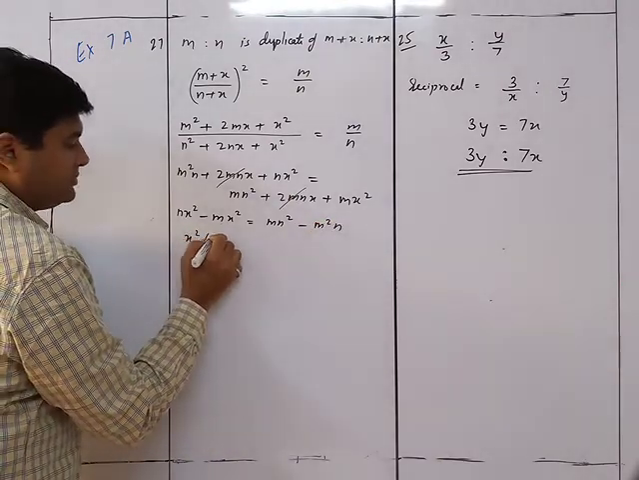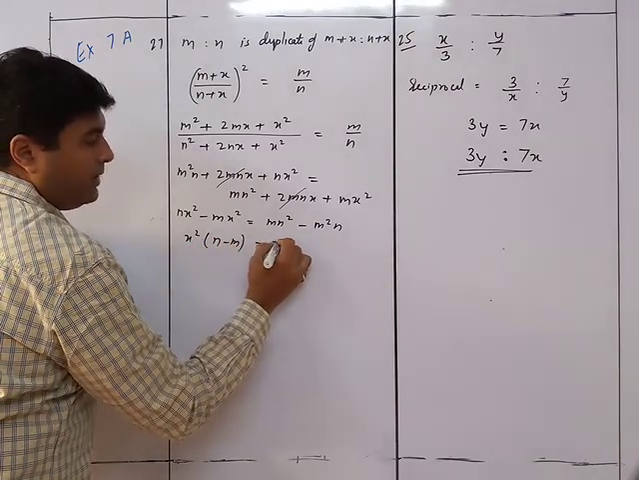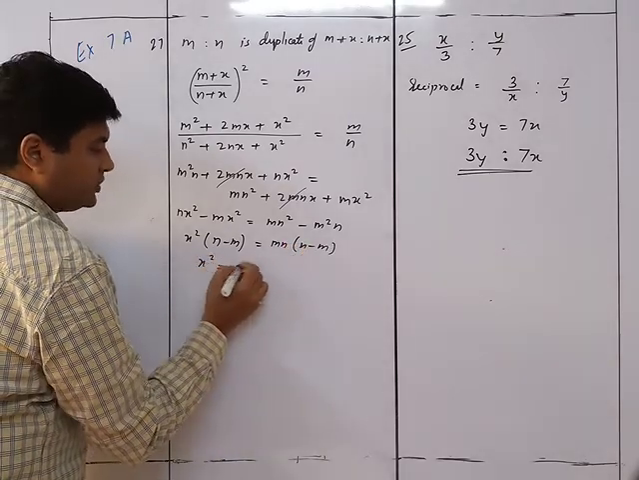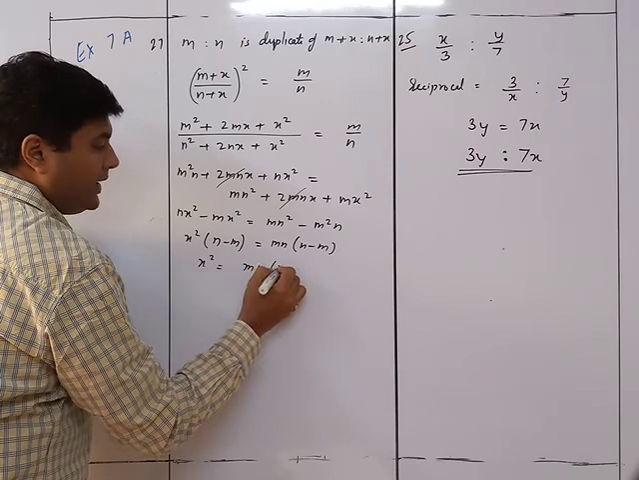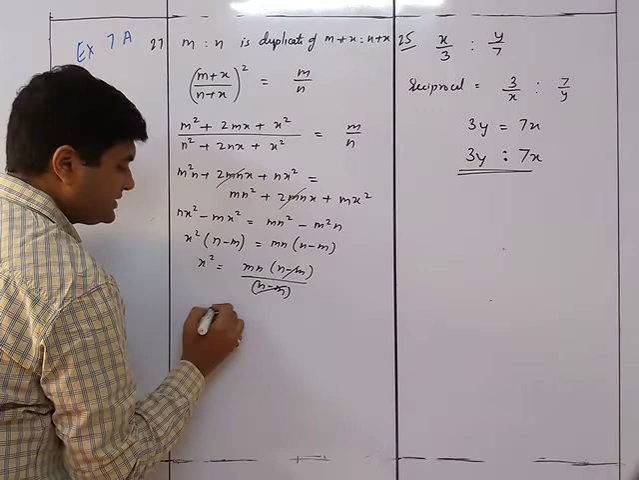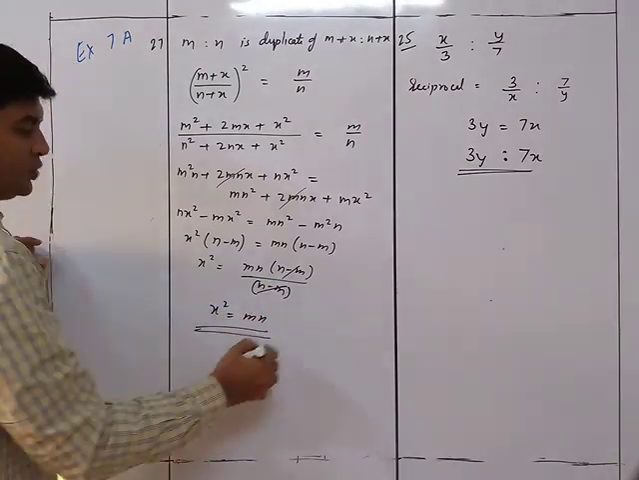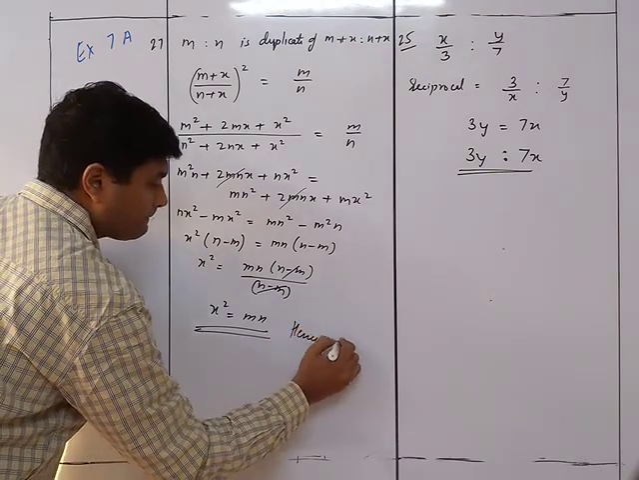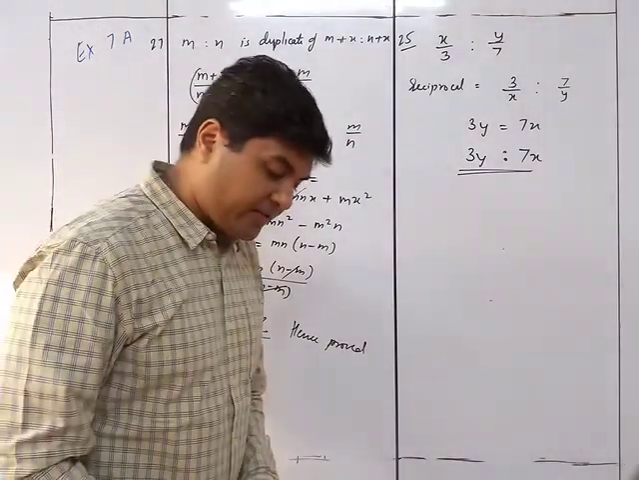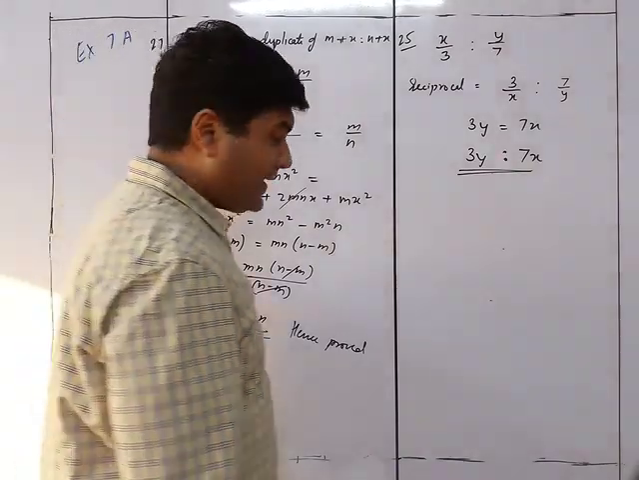x square common becomes n minus m is equal to, over here, mn common, you get n minus m. So x square is equal to mn into n minus m upon n minus m. This cancels, so x square is equal to mn. This is what was asked, so hence proved. Got it? This was sum number 27. Okay. We move on to sum number 29.